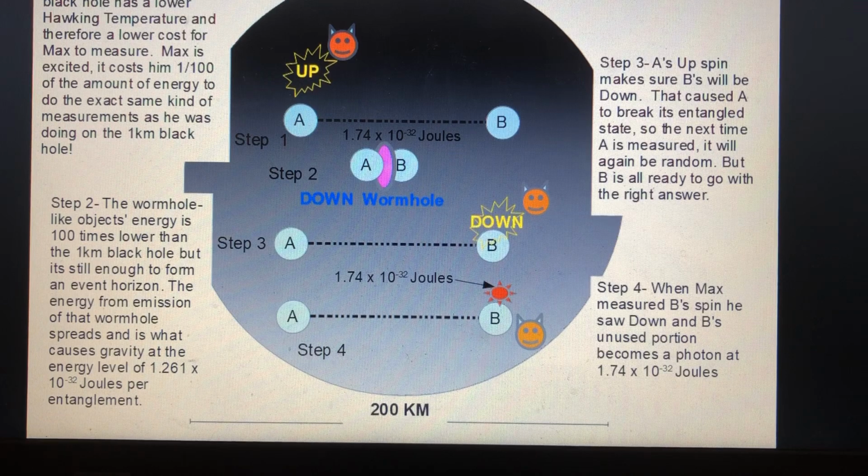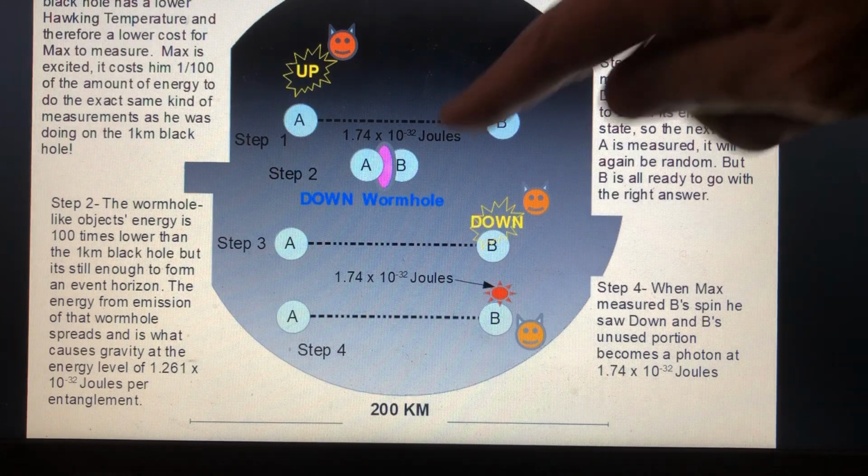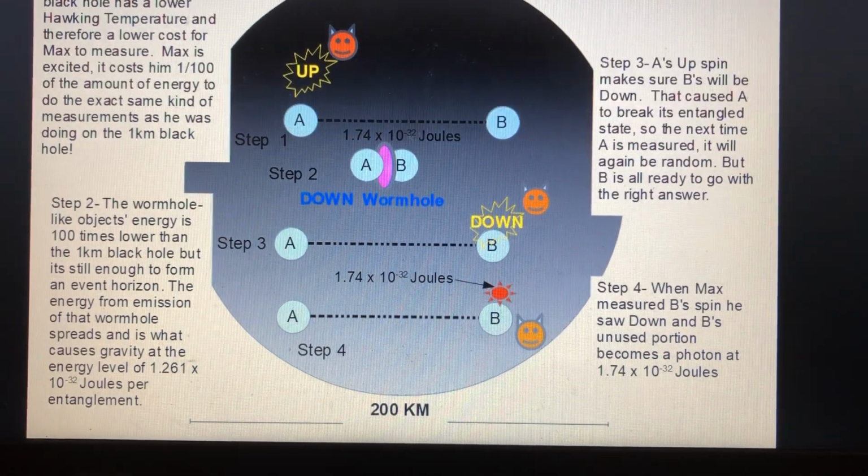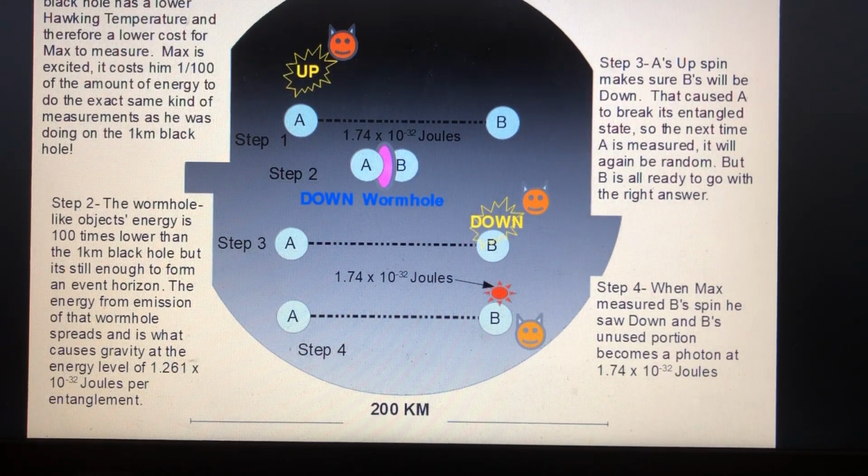So we can see here that instead of 1.74 times 10 to the negative 30 joules, we're coming up with 10 to the negative 32 joules. Now this is the static Landauer limit, and then general relativity would record that value at 1.261 times 10 to the negative 32 joules per entanglement. So we see that Landauer scales with radius.